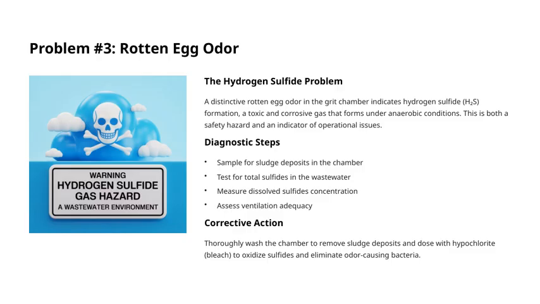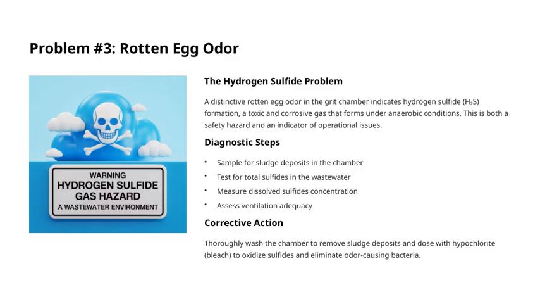First, we should take a sample to check for sludge deposits in the chamber, since these deposits can harbor bacteria that produce hydrogen sulfide. Next, testing for total sulfides in the wastewater helps us understand how much of this compound is present. Measuring the dissolved sulfides concentration gives us a more precise idea of the severity of the problem. And finally, assessing whether our ventilation is adequate is crucial. Proper airflow can help reduce the buildup of these gases.